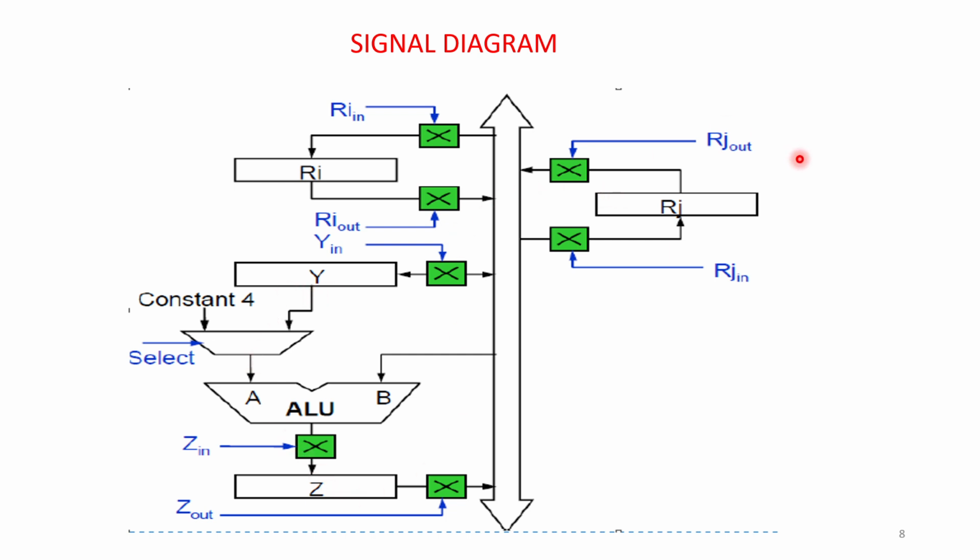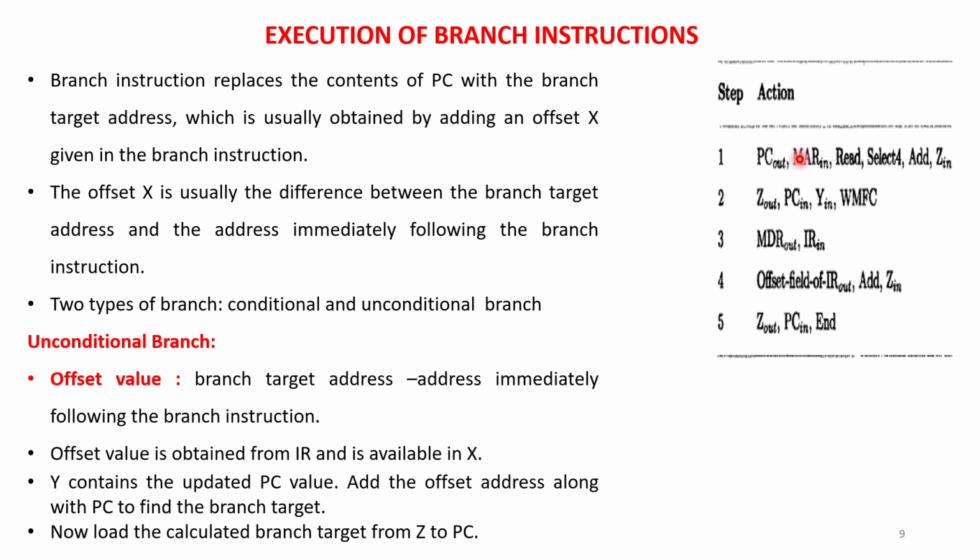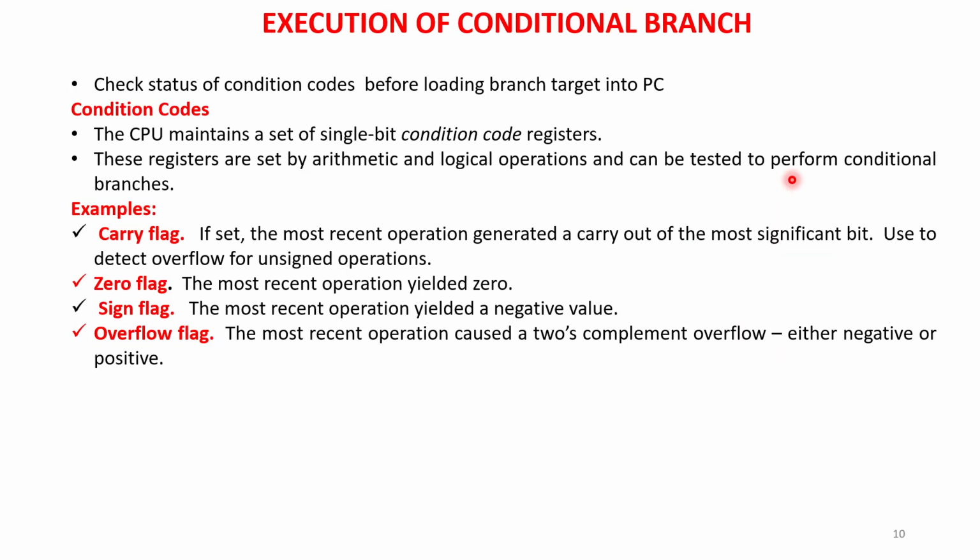This is called a signal diagram. When you go for branch instructions, we have only 5 basic steps. The first steps are for updating the PC and getting the instruction: get the PC, load it in MAR, read, update the PC, and load the instruction into the IR. If you see it's a branch instruction, then go for calculating the target address using the offset field. This is the way we generate the signals for branch instructions.